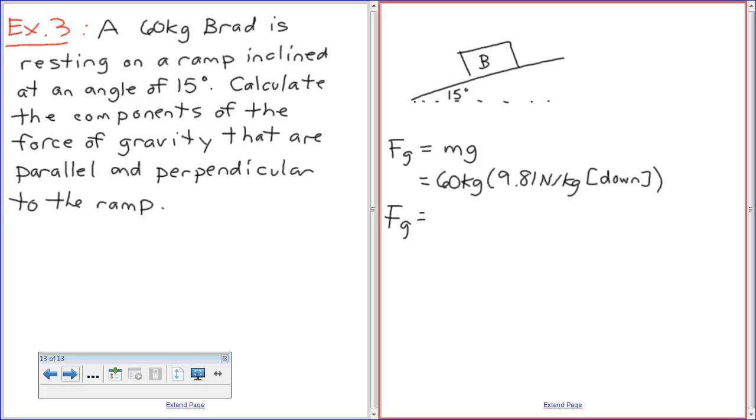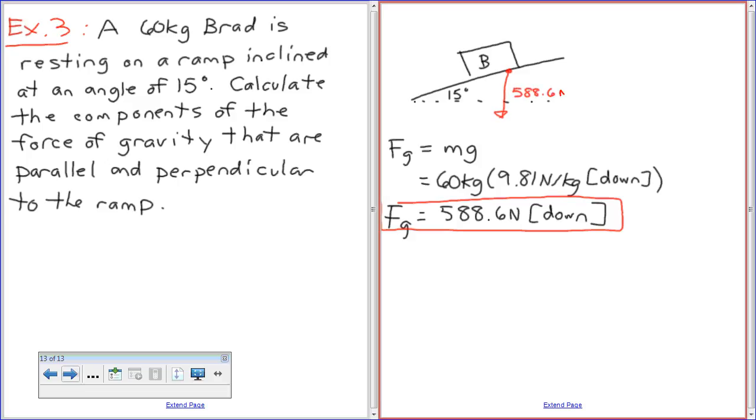Okay, can somebody get their calculator out, please? Awesome, that's you. What's 60 times 9.81, please? 588.6. Okay. So what that means is there will be a force of gravity going downwards, which is 588.6 newtons.